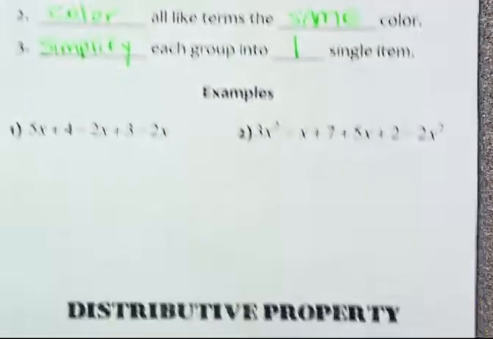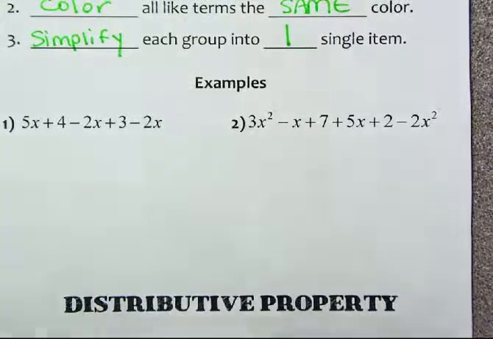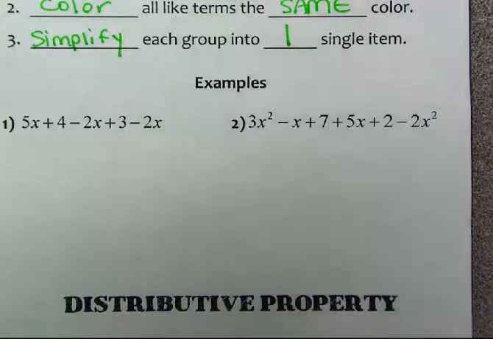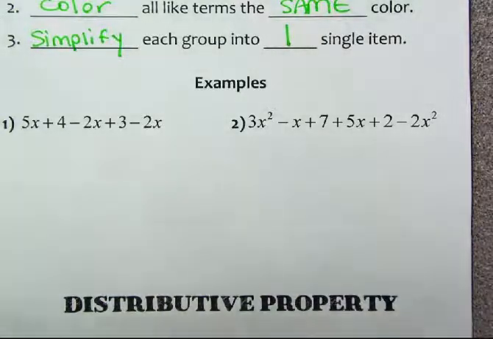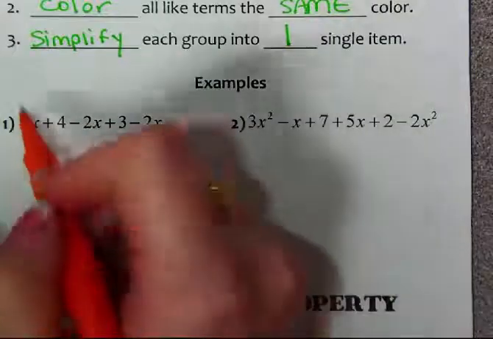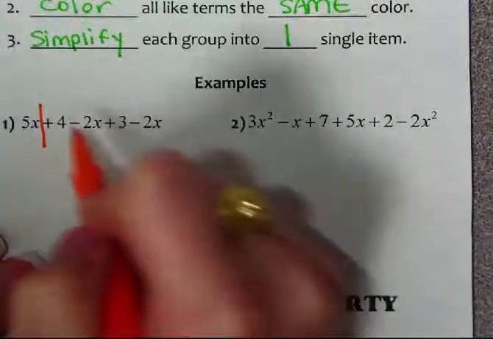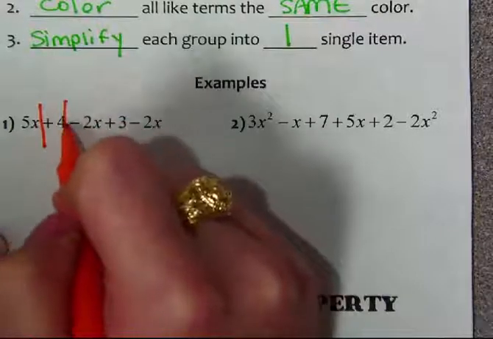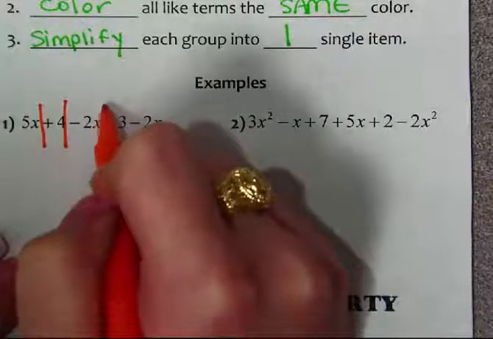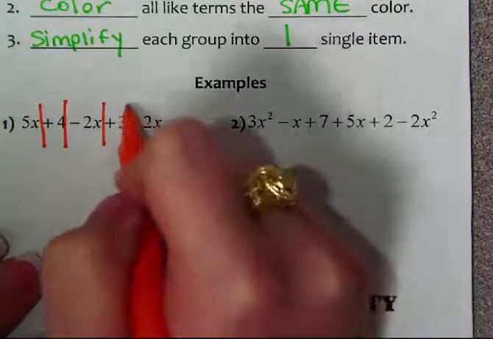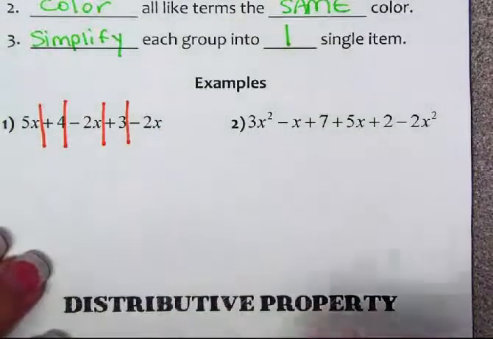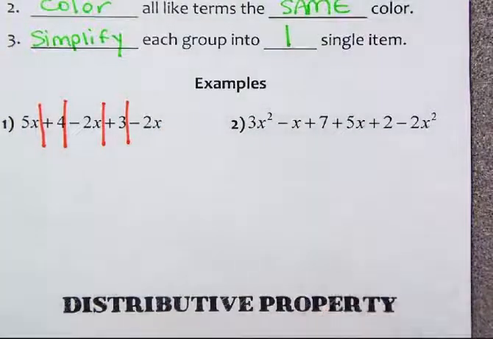So for our examples here, I'm going to be using highlighters. In example 1, the first step that we need to do is draw lines in front of each plus or minus. So I've got 5x, and then I'll draw a line because there's a plus. 4, draw a line. Minus 2x, draw a line. Plus 3, draw a line. So I've separated all of my terms here.